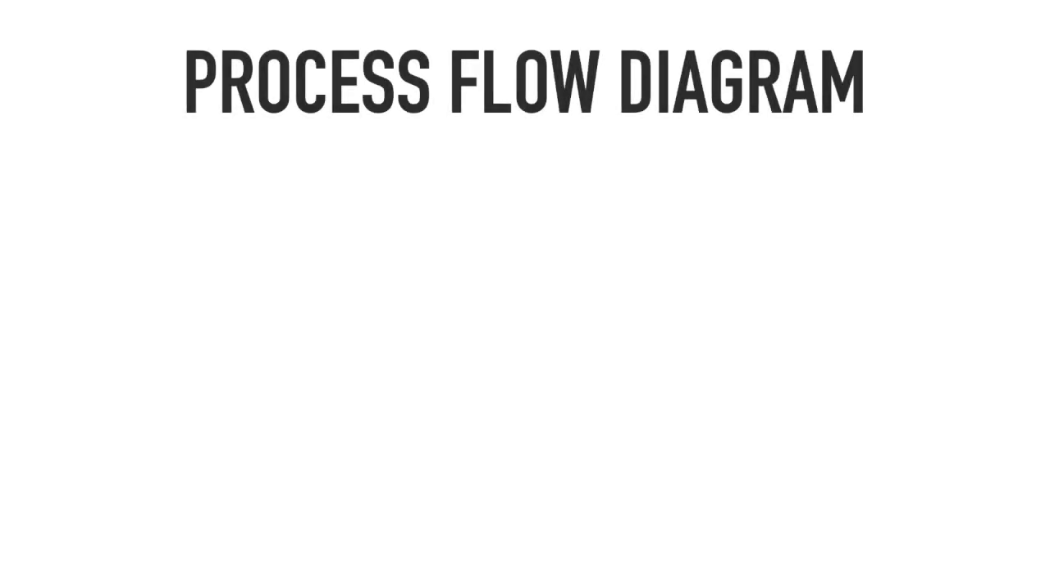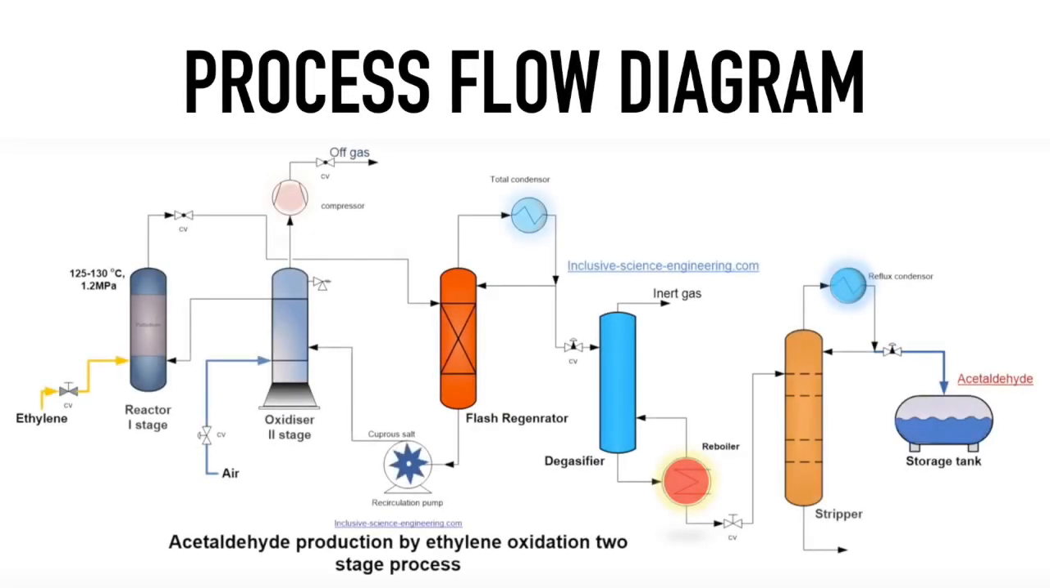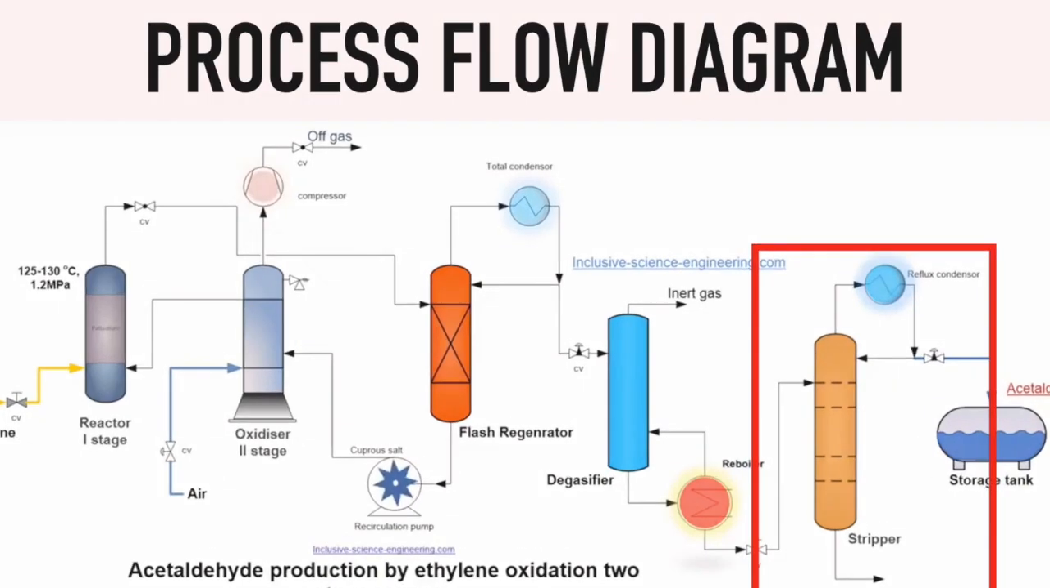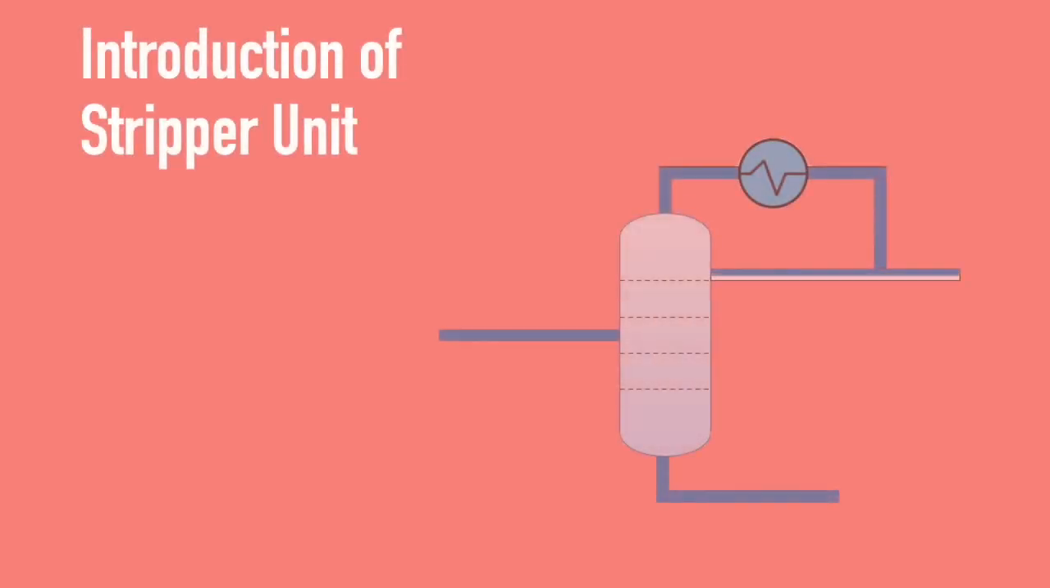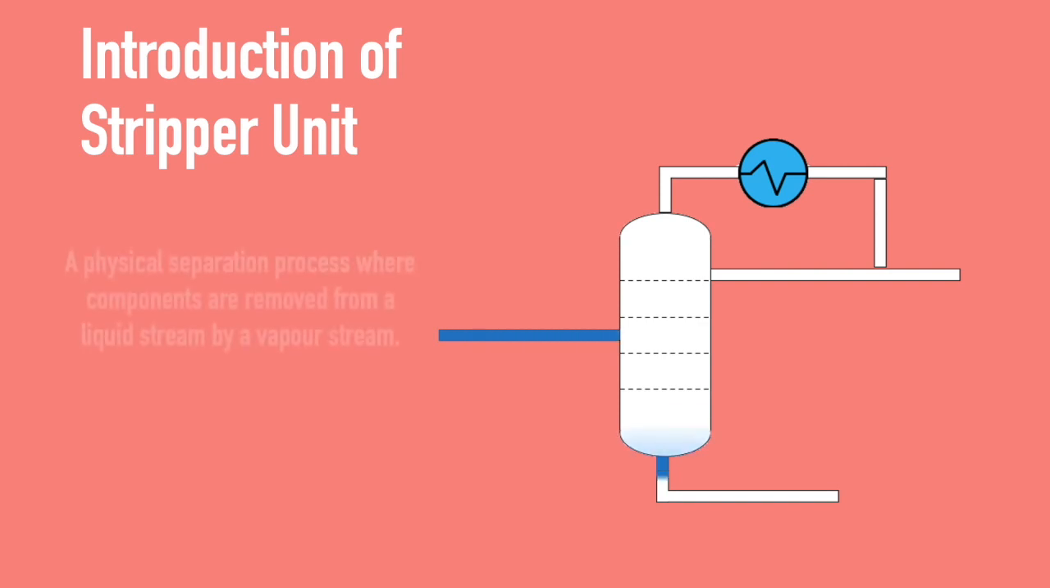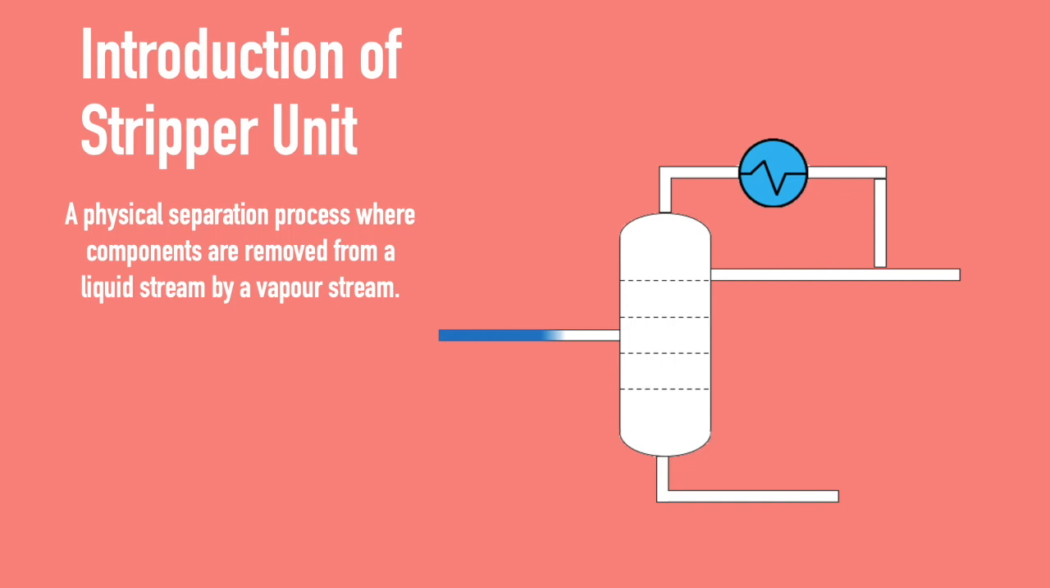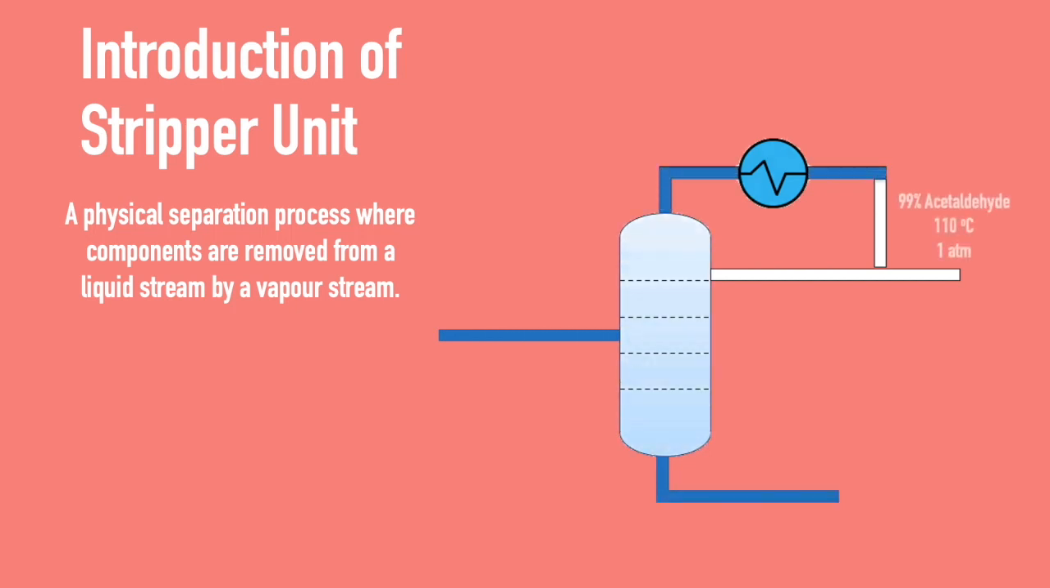Let's begin with a simple process flow diagram of the production of acetaldehyde. It consists of reactors, separation units, storage tanks, and other equipment. However, our main focus would only be the stripper column. The stripper column is the last separation process involved in this production. It is a physical separation process where components are removed from a liquid stream by a vapor stream. It is where 99% purity of acetaldehyde is obtained at 110 degrees Celsius, 1 atm.